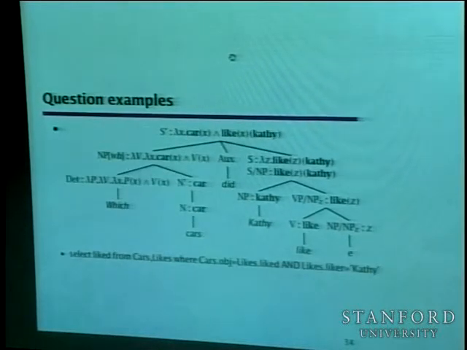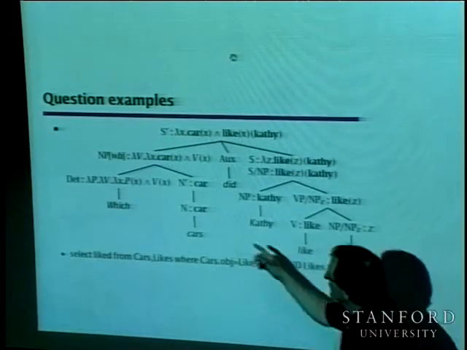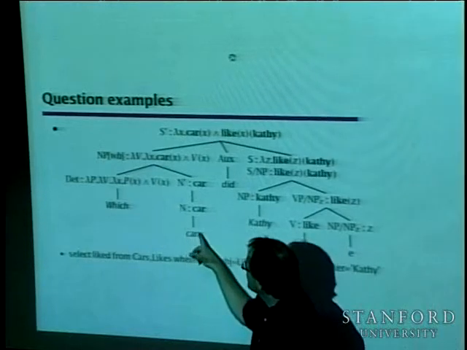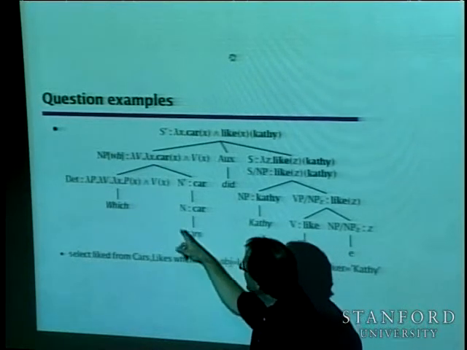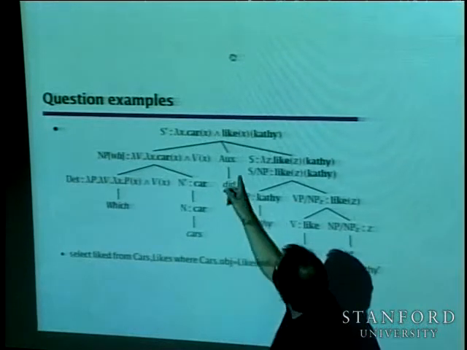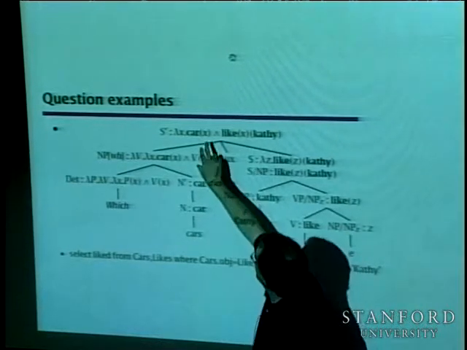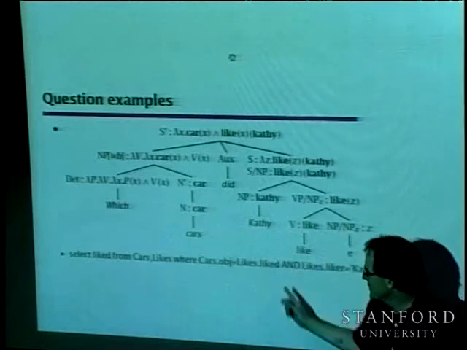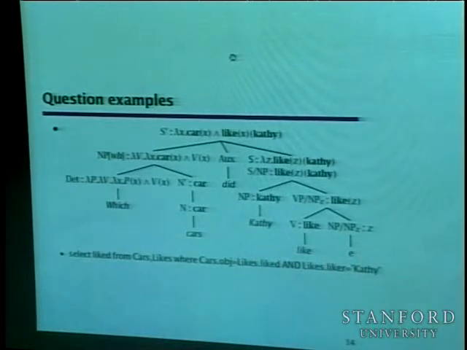Okay. But we can put in more complex question words like which cars did Kathy like? So now which cars is saying, so which is taking a property of a car and it's taking the property of Kathy like and asking that both of them be true up the top, which gives us this database translation.